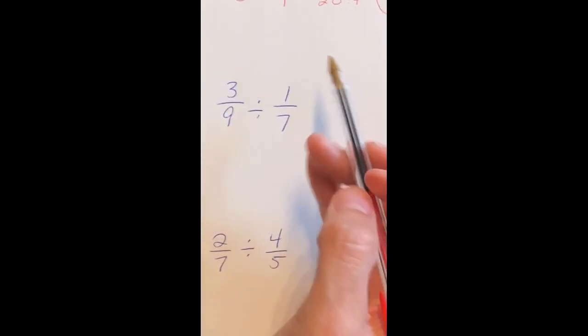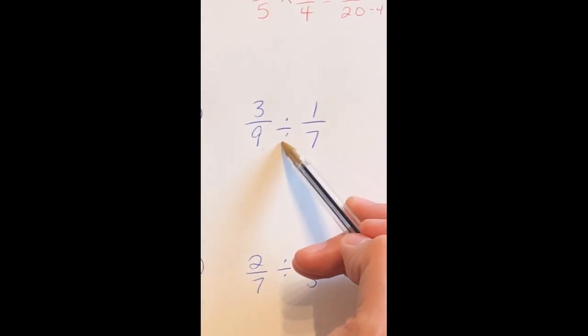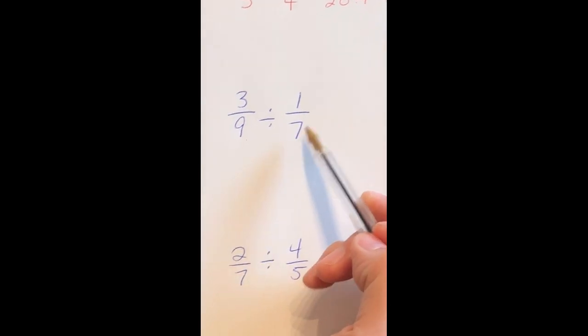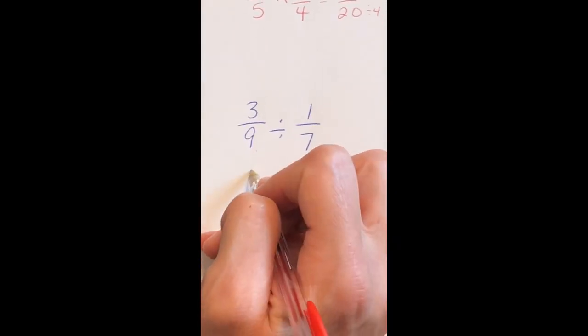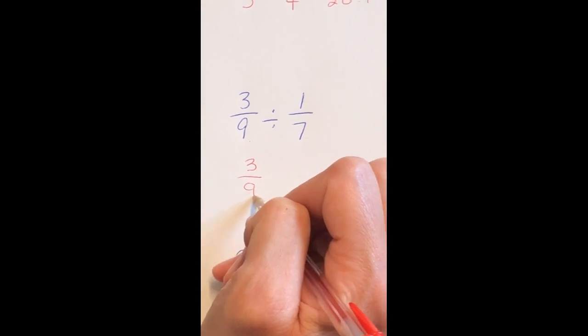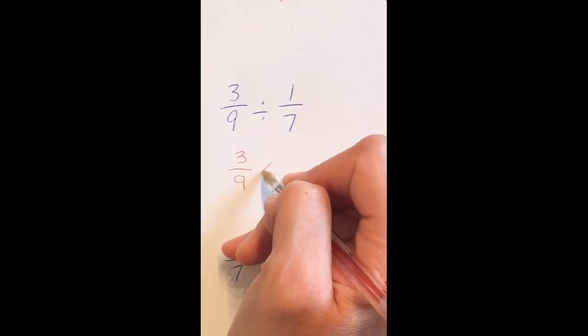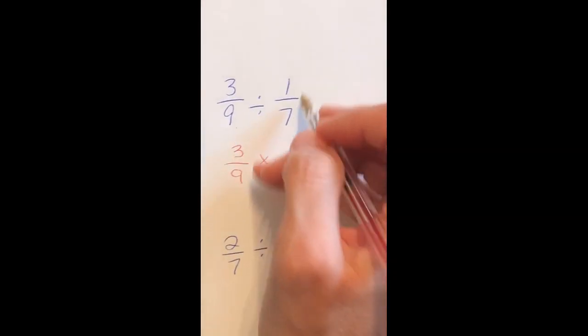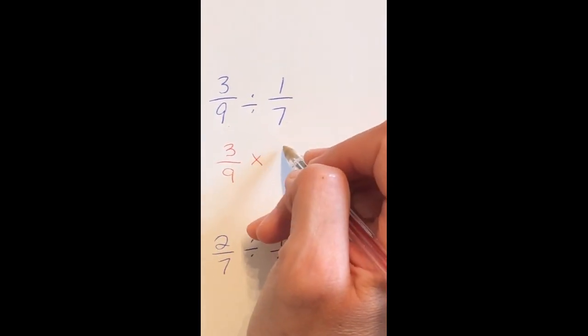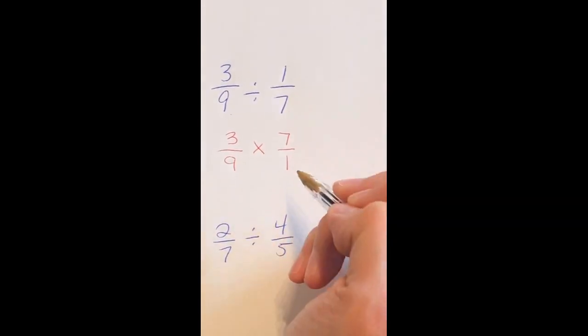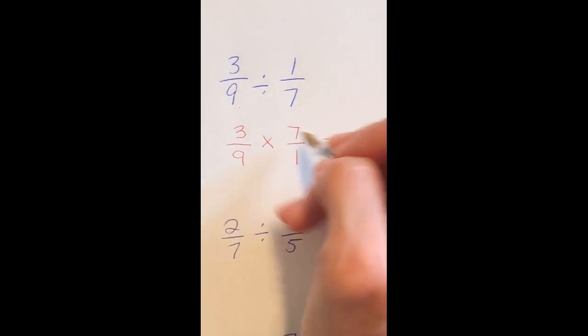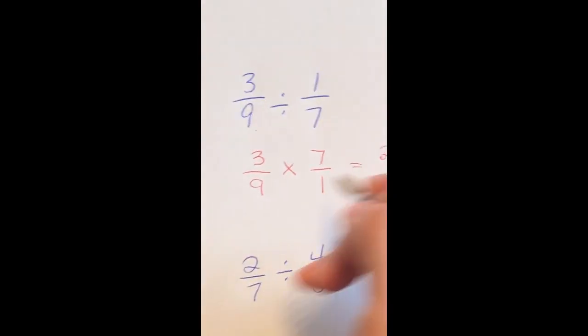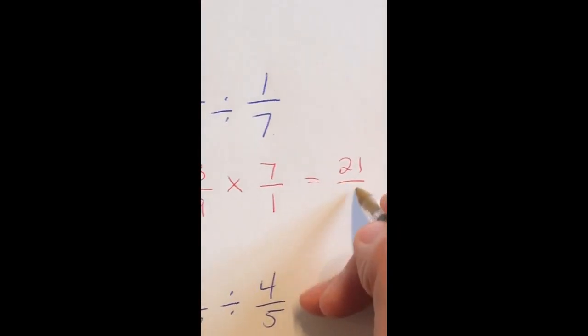Number 2 on your paper says 3/9 divided by 1/7. Again, right below it, we're going to keep our first number, so keep 3/9. We're going to change our sign to multiplication by our reciprocal. So instead of 1/7, it's going to be 7/1. And then we multiply our numerators. 3 times 7 is 21. 9 times 1 is 9.